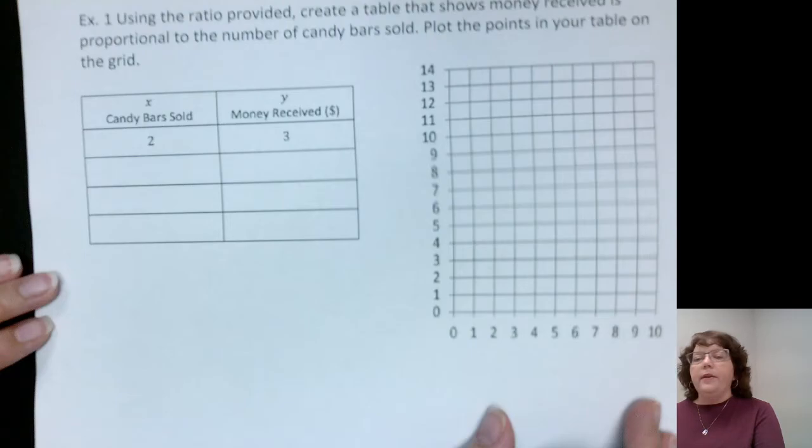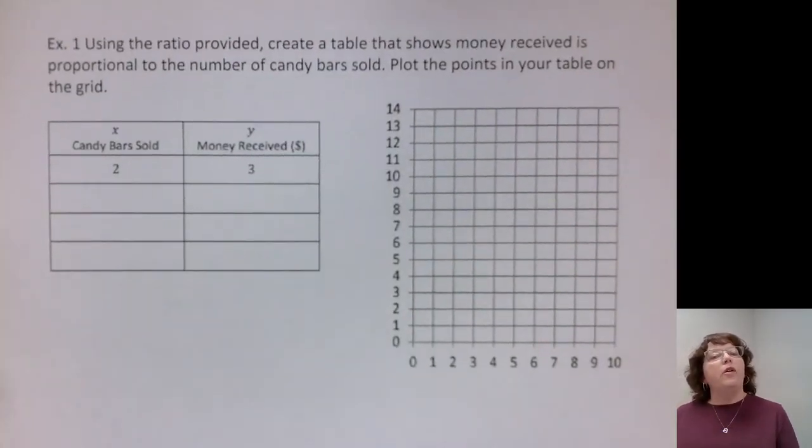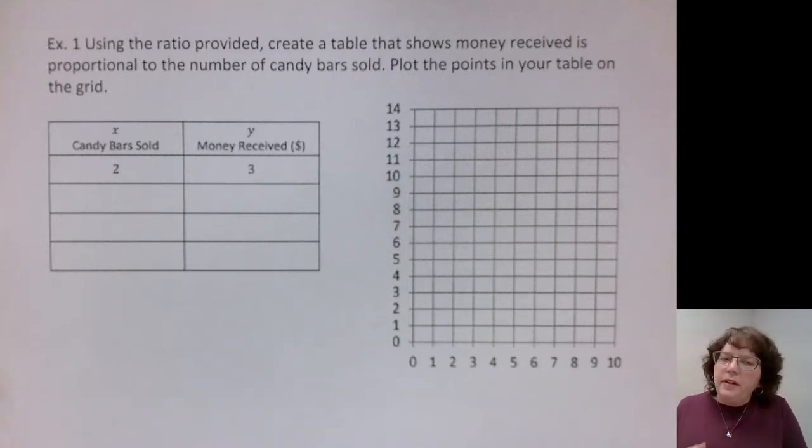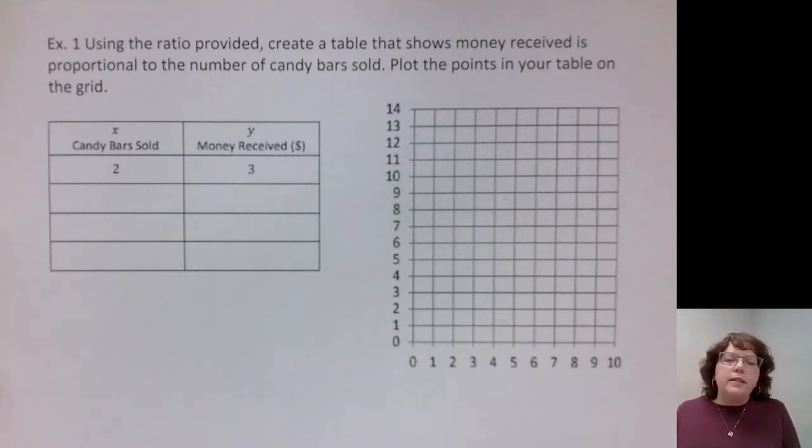Okay. But for our next step, we want to see if we can come up with an example where the ratios are the same. So we want an example where they are proportional. Okay, so let's use the same scenario. We still got Isaiah out there selling those candy bars. But this time, in order to make it where the candy bars sold are proportional to the money that was received, we need to make sure that the ratios are the same. Okay.